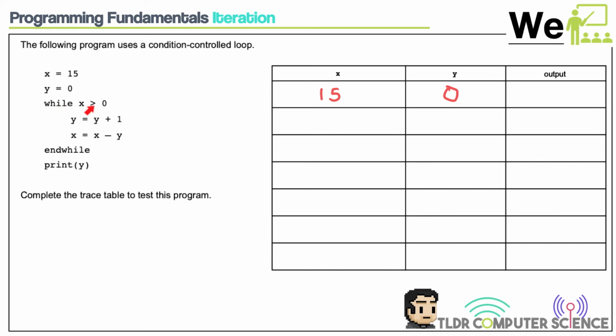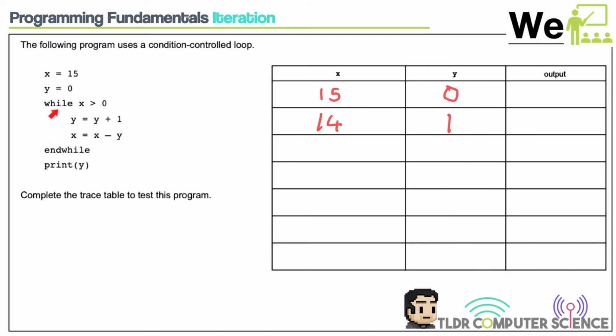While x is greater than 0. What is the value of x? 15. So it is going to happen, right? Because 15 is larger than 0. y equals y plus 1, so that means that now y becomes 1. And x equals x minus y, so x will be 15 take away 1, which is going to be 14. Now, you can make it neat and write it here, or if you're writing in order, you can put it here. I'm going to try and make it neat, 14.